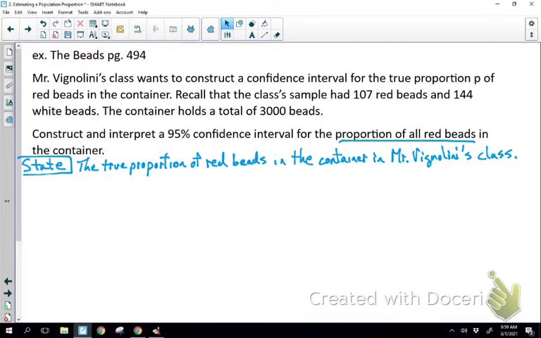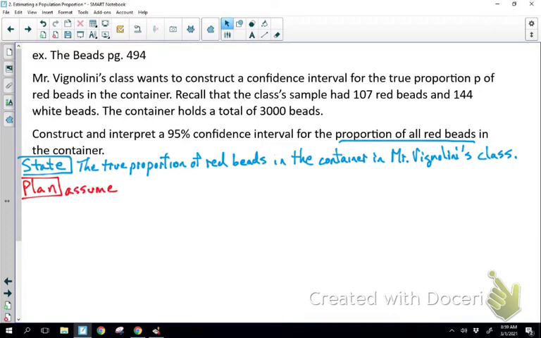Then you just move right into the plan step. If this was a hypothesis test, we would set up some hypotheses, but this is a confidence interval problem. So 3 things need to be said in the plan step. You need to say that it was a random sample, although they never say, they're just referring to a previous problem. So we're going to assume a random sample was taken.